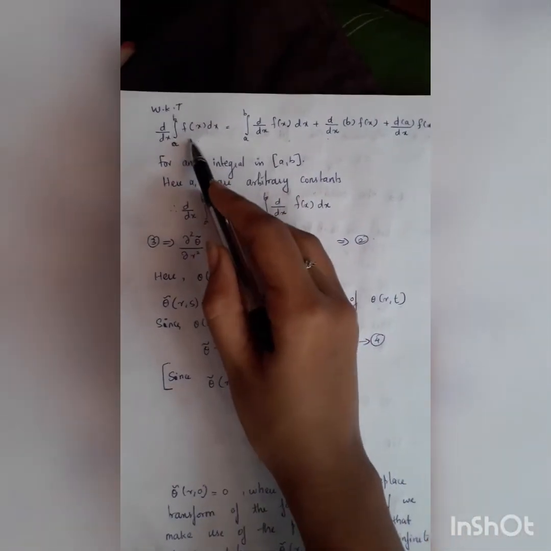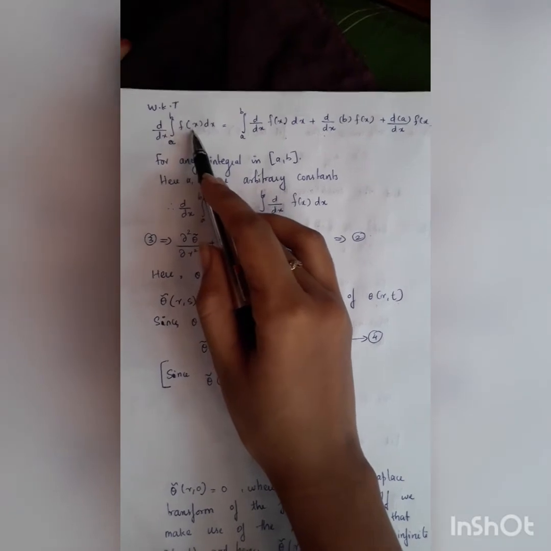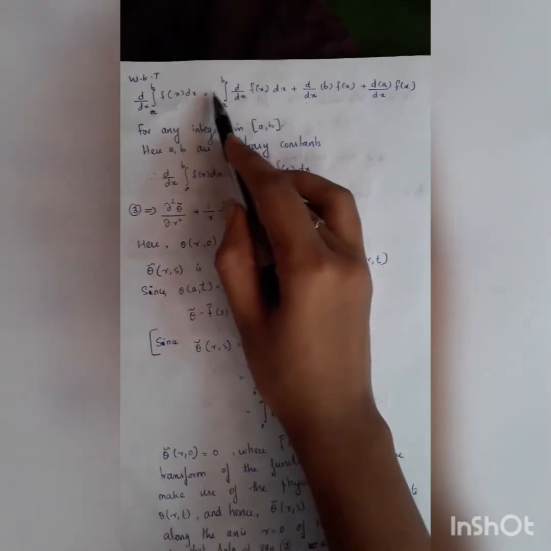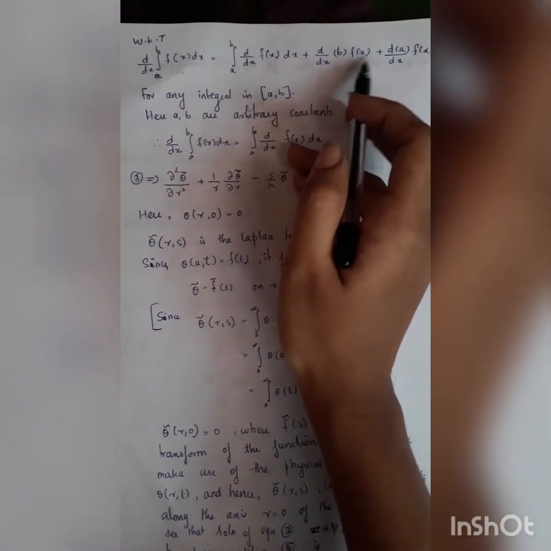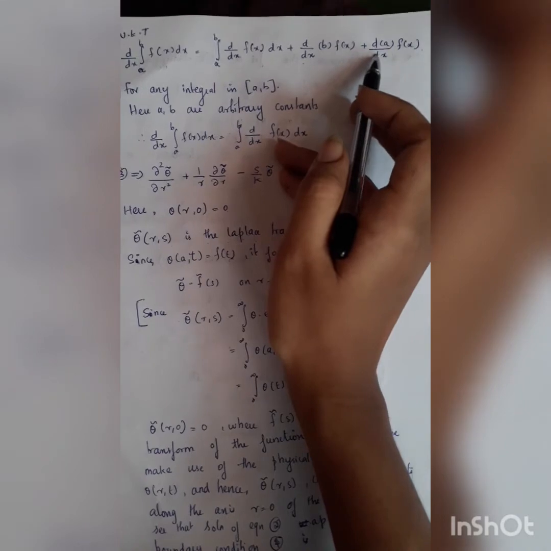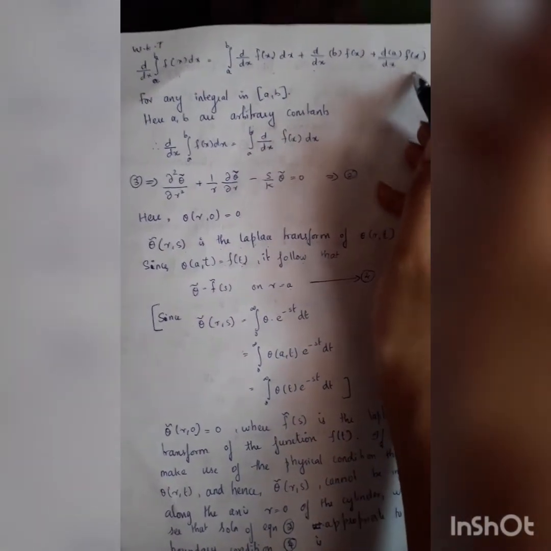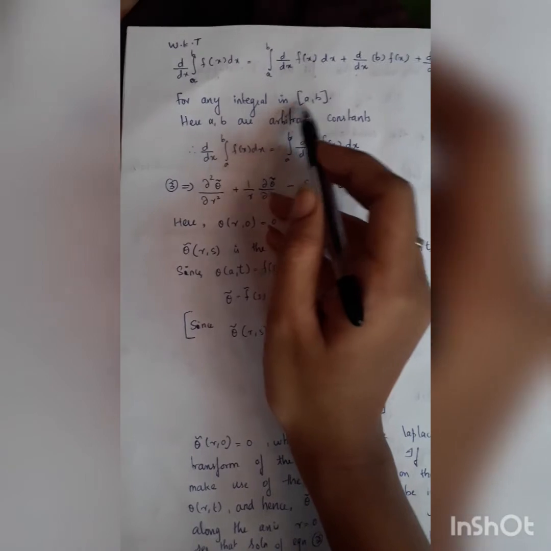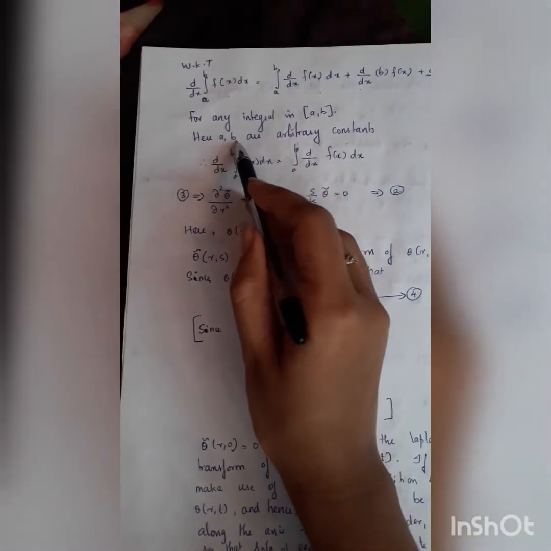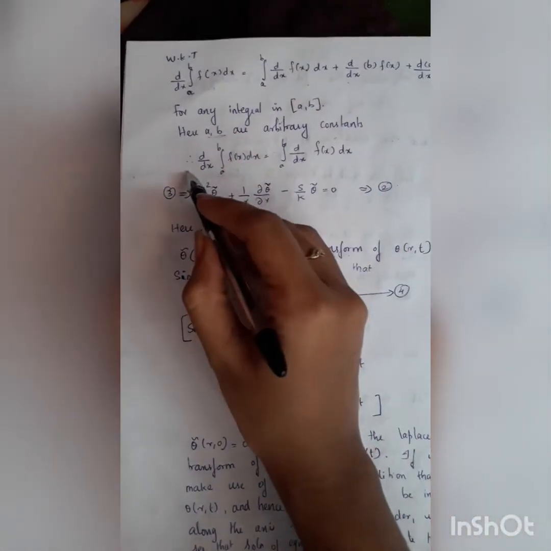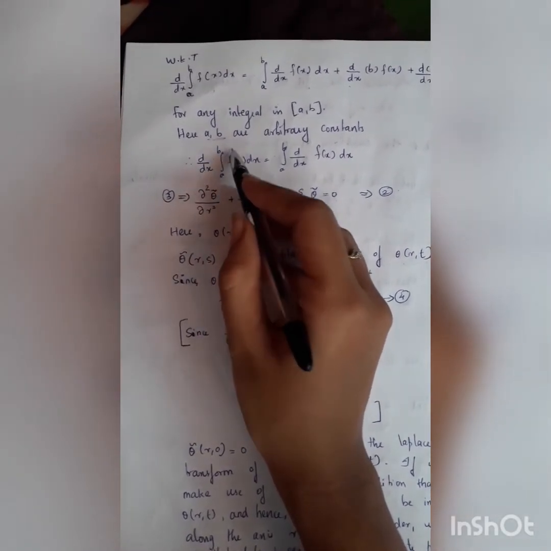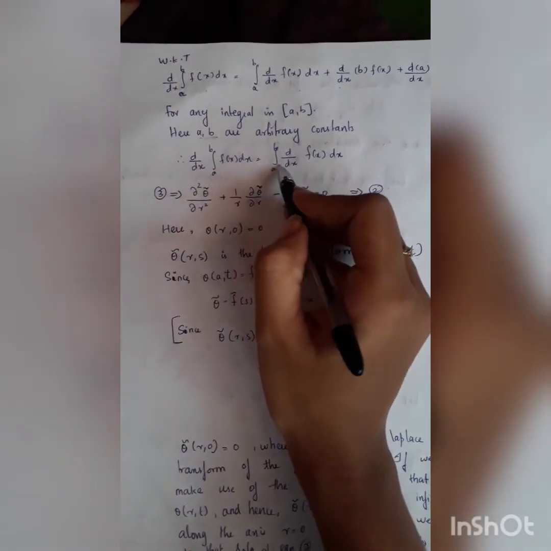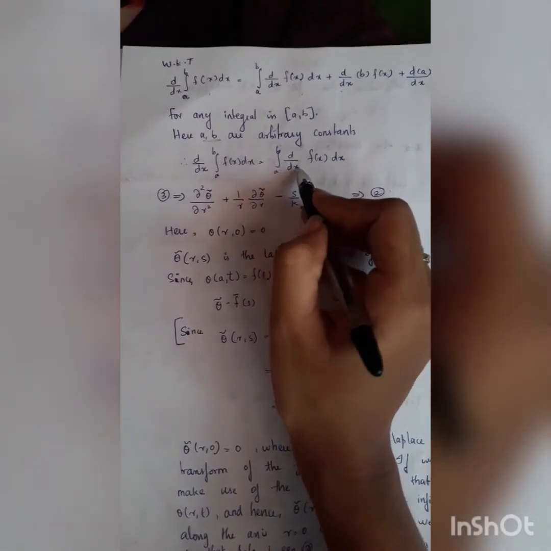Now we know that d/dx of the integral from a to b of f of x dx equals the integral from a to b of d/dx of f of x dx, plus the boundary terms. Here a, b are arbitrary constants. Therefore, d/dx of the integral from a to b of f of x dx equals the integral from a to b of d/dx of f of x dx.